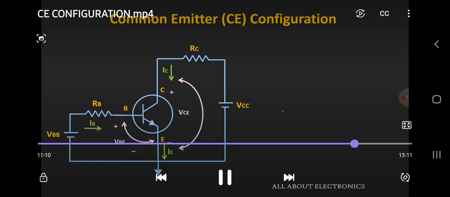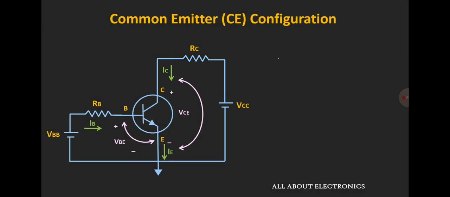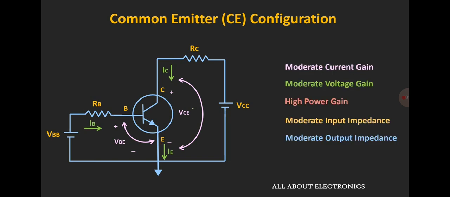Now as I said earlier, during the active region of operation, this input current gets amplified by the factor of beta, and this beta is known as the current gain of this configuration. And whenever we connect the load between this collector to emitter terminal, then we can also obtain the voltage gain. So this common emitter configuration provides the moderate current gain as well as the moderate voltage gain, but it provides the very high power gain. And in fact, that is why this configuration is frequently used for signal amplification.